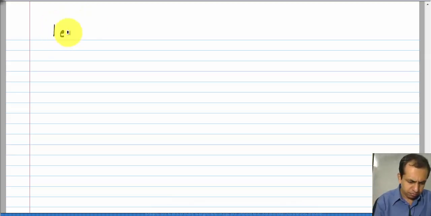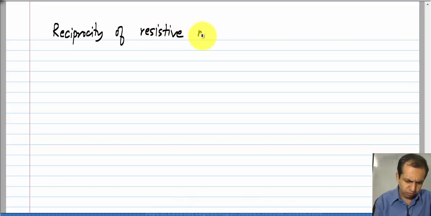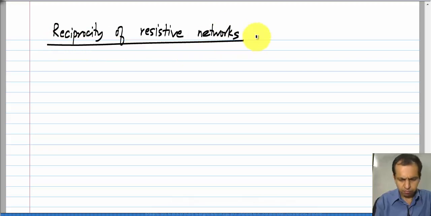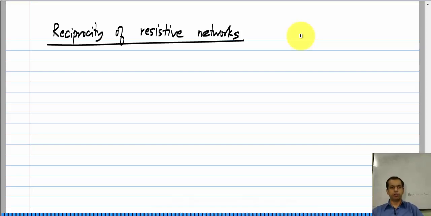In this lesson, we will look at an important property of resistive networks, which is known as reciprocity. Now, let us go back to the examples for which we evaluated all four two-port parameters.